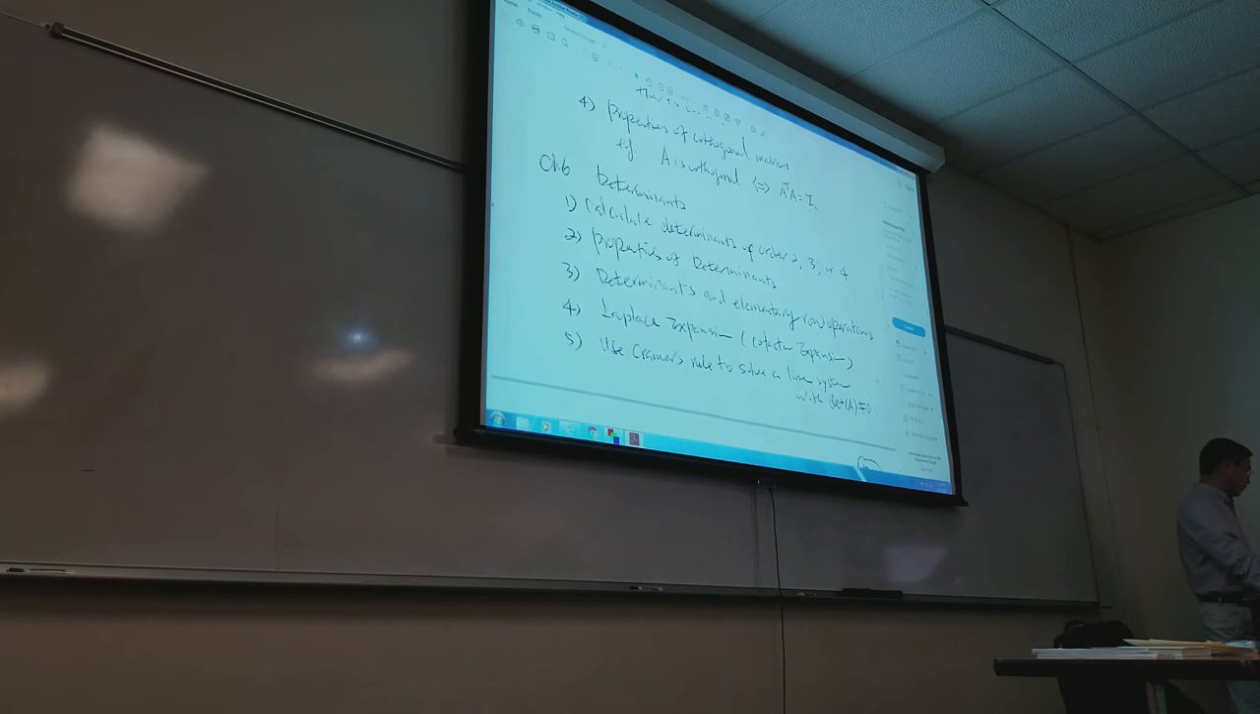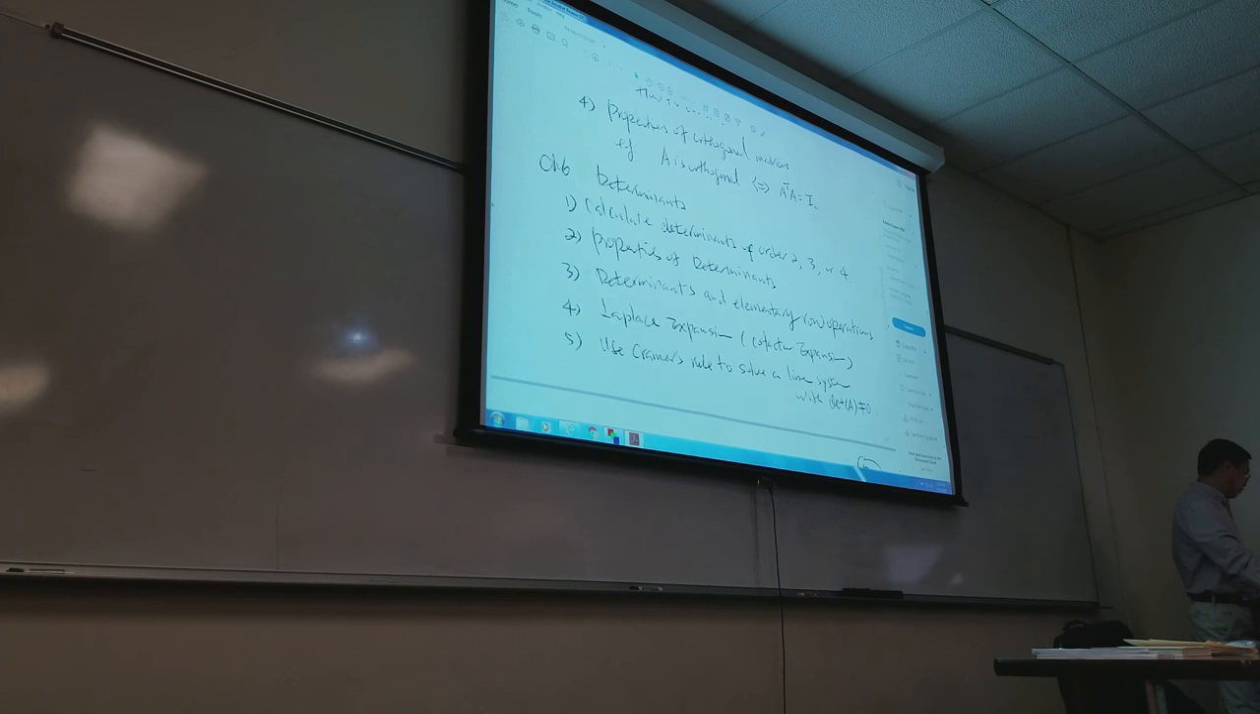So how to calculate determinants? There are multiple ways. One way is called the Laplace expansion, or cofactor expansion. You can expand the determinant along one row or one column to get a linear combination of similar, smaller determinants.